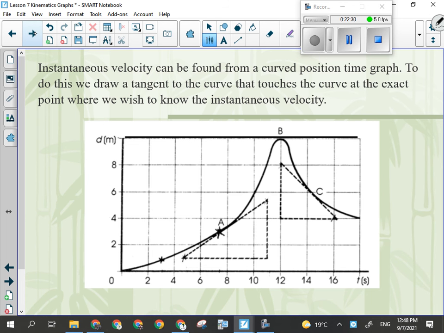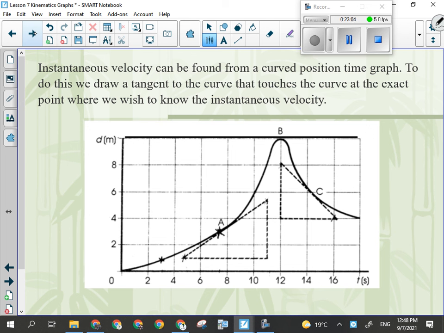If I have a position versus time graph that has a bunch of curves on it, what's the object doing? It's accelerating. During which part of this graph is the acceleration positive? That means the velocity is getting bigger. Part A, yeah, because the curve is going up. The slope of the line is getting steeper and steeper and steeper.